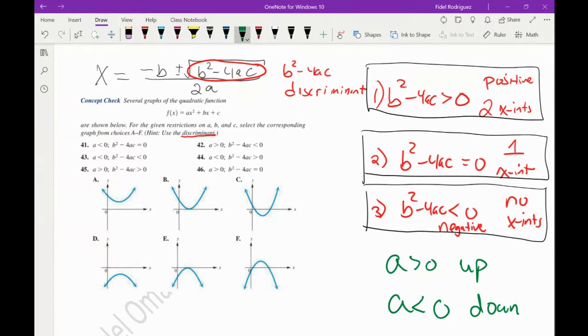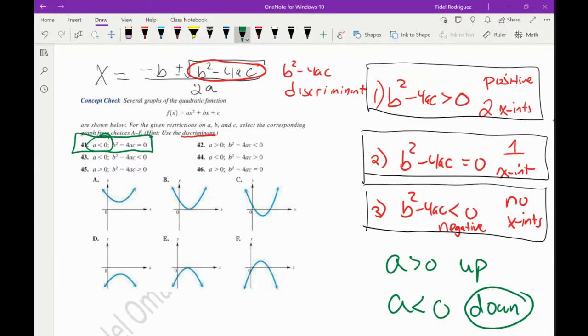So, first thing I'm going to do, I'm going to look at problem number 41. First thing I noticed right here, y'all, A is less than 0. That's telling me, hey, the graph's going to open down. So that tells me I'm either going to choose graphs D, E, or F, right? Because those are the three that are going down.